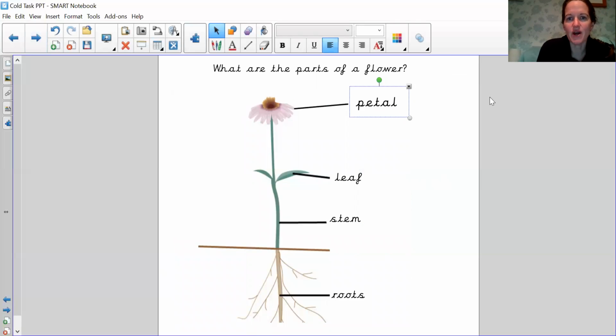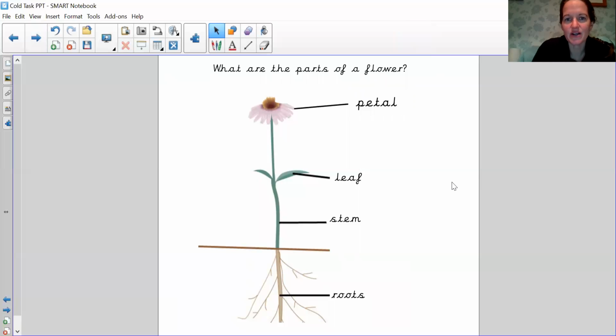So what are the parts of a flower? First you have the petal. These are the parts that you can pull off. They're the parts of the color. The next one we have is a leaf. Then we have the stem, which is the long thing that stands up. And then we have the roots underneath. Well done if you got any of those.